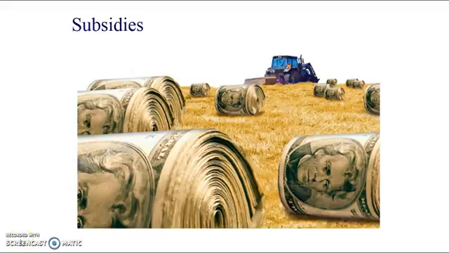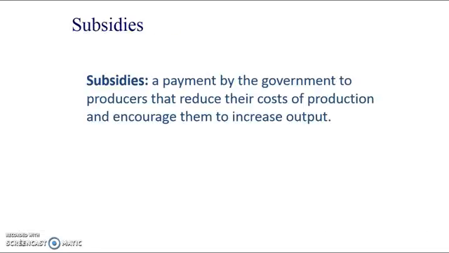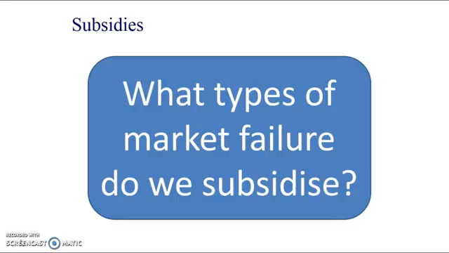Looking at another type of government intervention now is subsidies. So same specification objectives. A subsidy is a payment by the government to the producers. It can sometimes be to consumers, but really what we focus on in Year 1 economics is payments to producers. And this reduces cost of production and encourages them to increase output.